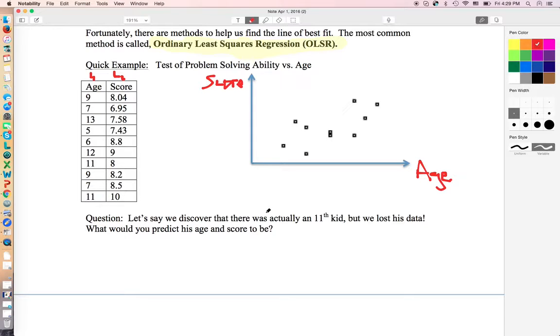So what we're going to try to do right now is just make up the information for the 11th kid. If you had to guess how old the 11th kid is, what would you guess? And if you had to guess what the 11th kid's score on the test was, what would you guess?